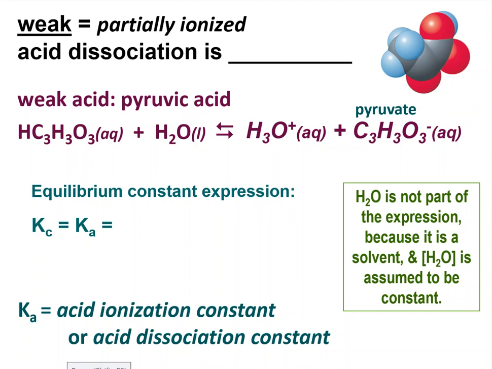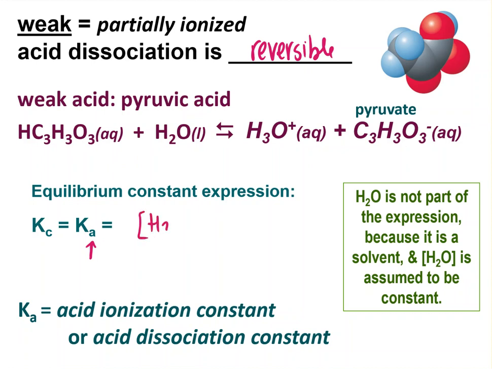Unlike a strong acid, a weak acid does not completely ionize, and that's because its acid dissociation or ionization is reversible. In other words, sometimes the ions go back together and form the unionized acid. So, of course, that means there's an equilibrium, and we could have an equilibrium constant, and we use Ka for acid, but it's the same thing.